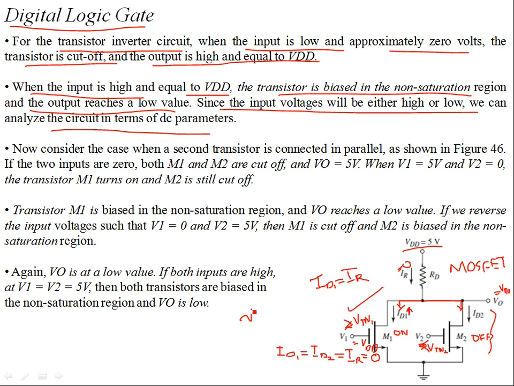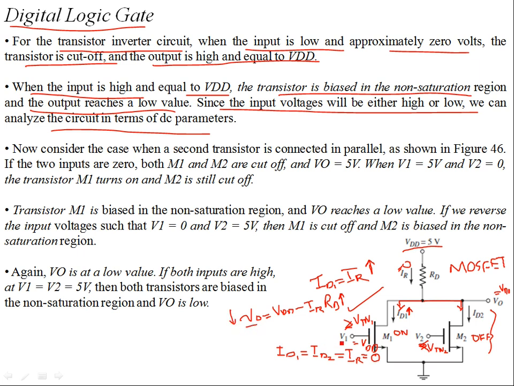That means the output V0, which is given as VDD minus IR RD, this drop IR RD increases. This drop increases because both the currents are increasing. So when this drop is increasing, the output decreases. The output V0 decreases.